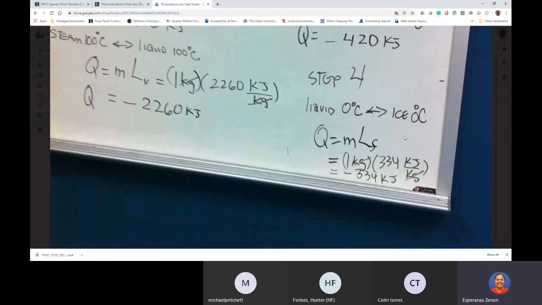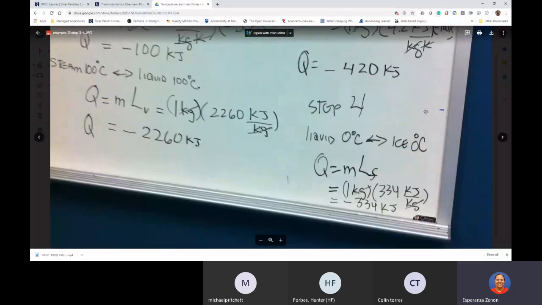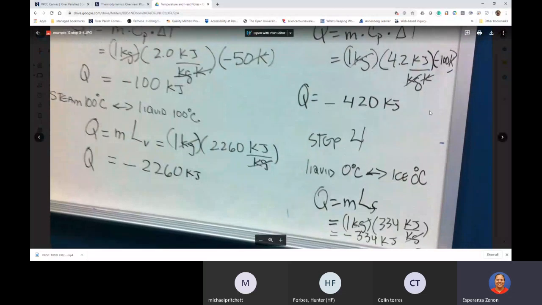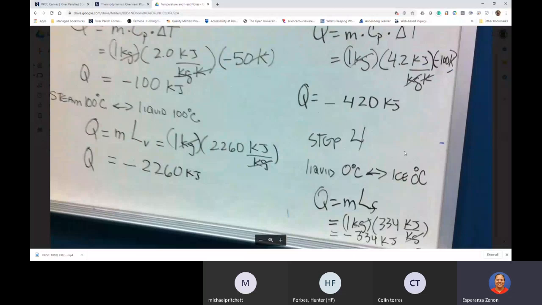So let's substitute in our formula. The mass is 1 kilogram. They gave me LF, 334 kilojoules per kilogram. I multiply that out, but I have to supply this negative sign because I know that I am removing heat to change it from a liquid to a solid. So when I'm done with all 4 of these steps, I add up all the heat that was removed and get the total amount of heat that I need to remove to change this 150 degree steam to 0 degrees Celsius ice.